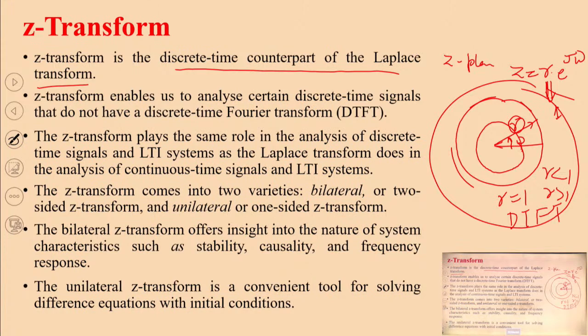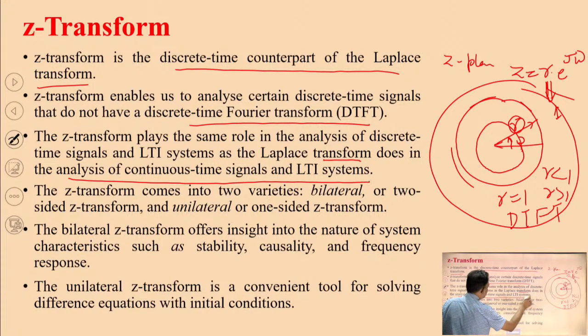The z-transform enables us to analyze certain discrete-time signals that do not have a discrete-time Fourier transform, which I have already explained. The z-transform plays the same role in the analysis of discrete-time signals and LTI systems as the Laplace transform does in the analysis of continuous-time signals and LTI systems. Again, it comes in two varieties: the bilateral or two-sided z-transform, and the unilateral or one-sided z-transform. The bilateral transform offers insight into the nature of system characteristics such as stability, causality and frequency response, and the unilateral z-transform is a convenient tool for solving difference equations with initial conditions.